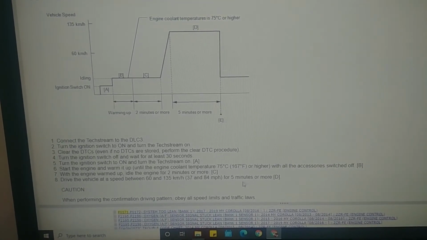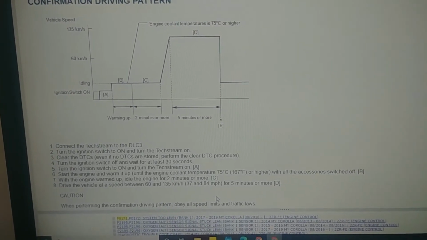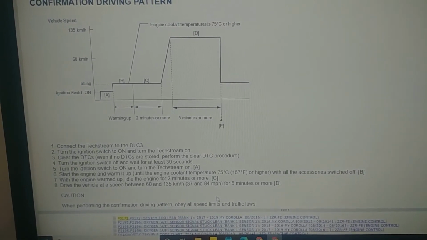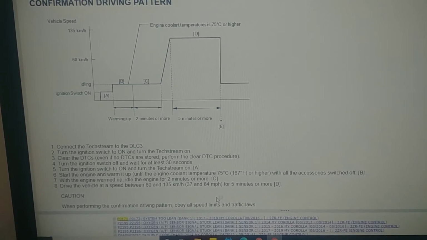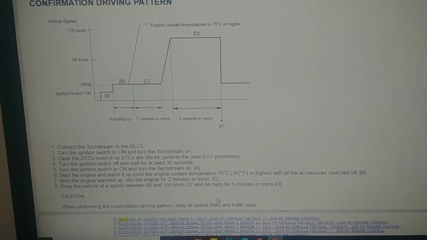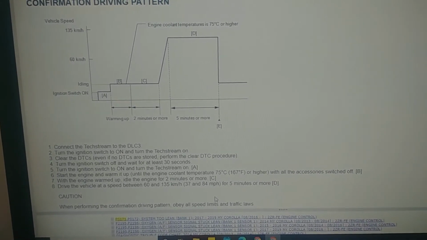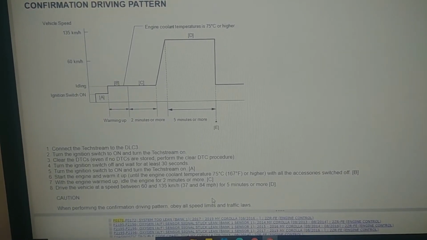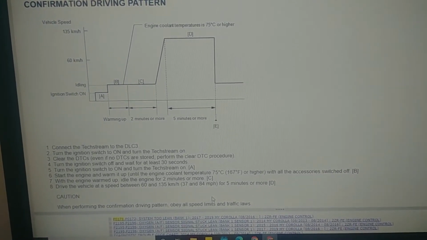This doesn't have to be a continuous 5 minutes. If you come to a stop, that's completely fine, as long as it's in the same key cycle, it still counts. So just drive it for a complete total of 5 minutes or more over 37 miles an hour.